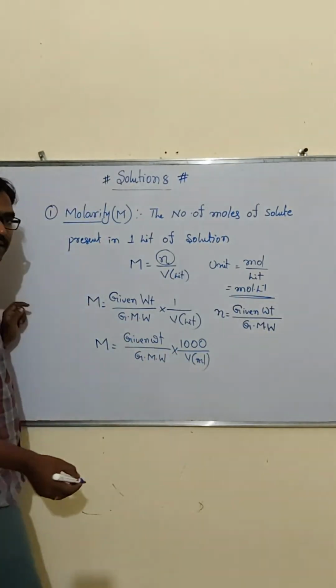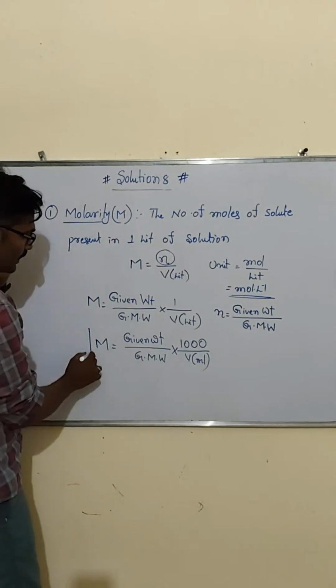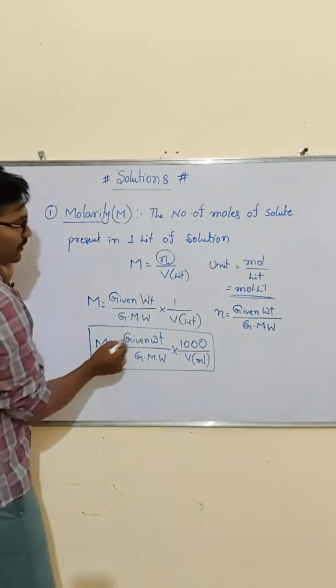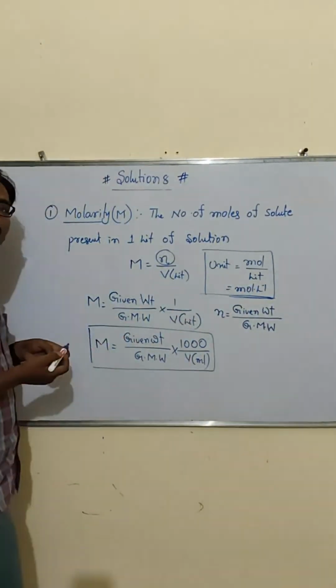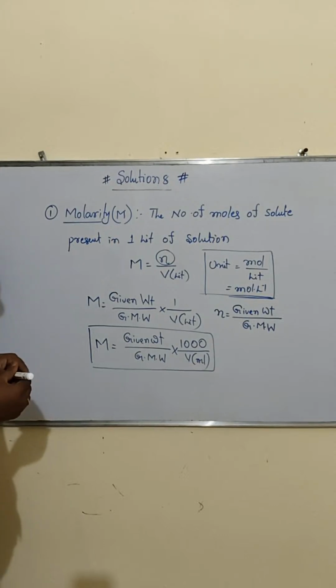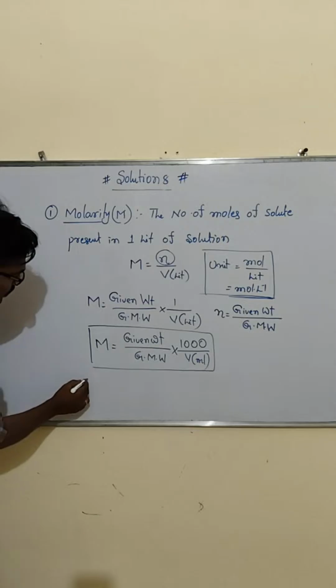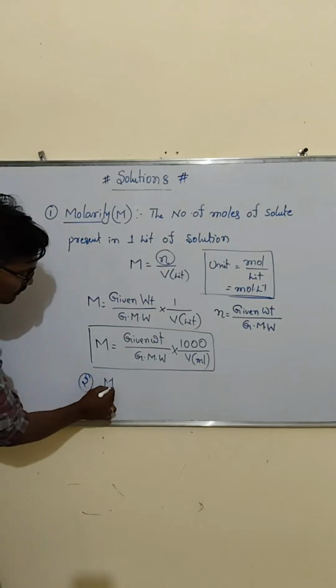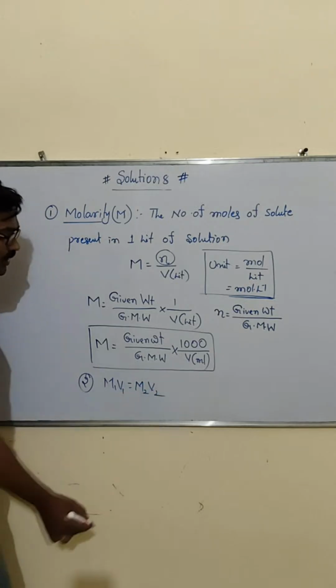This formula I have to take. Clear? So this is the molarity formula to calculate that. These are the units for the molarity. Some more formulas we can use based on molarity, such as number two, that is M1V1 equals M2V2. This formula I can use.